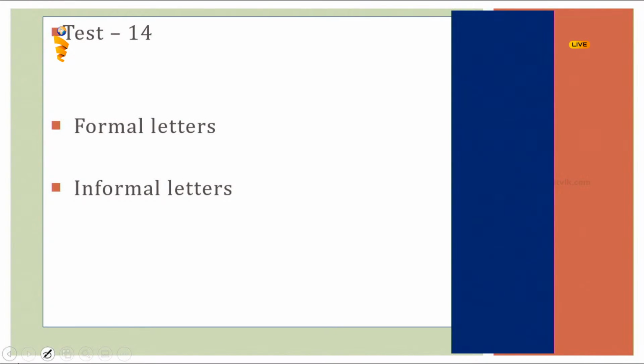So today, I am going to discuss the paper which you can download from the description, right? Can you remember, children, we talked about question number 14, the informal letter writing. Today I'm going to talk about the same question, test 14, a formal letter. In test number 14, you get two types of letters, formal letter and informal letter.